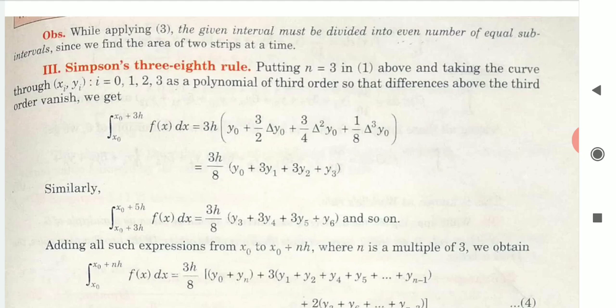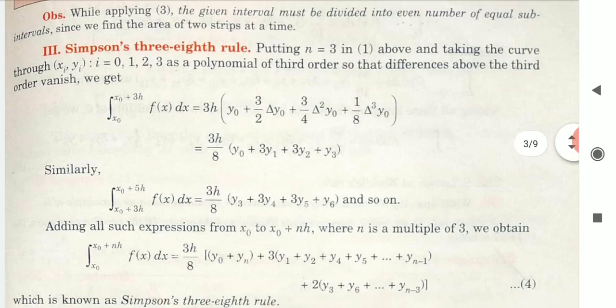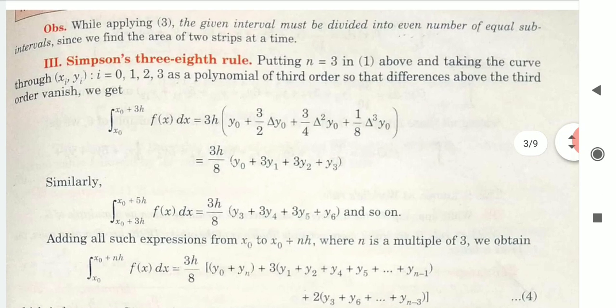So here I want n value as an even value. Okay, if n value is even, then I can apply this rule. But if n value is odd, suppose I have divided the interval into 7 subintervals, then I cannot do, because 7 means it is giving you the odd value. So I cannot apply Simpson's 1/3 rule. Okay, so this observation is very much important.